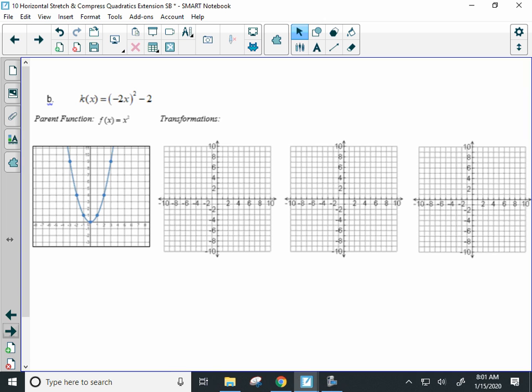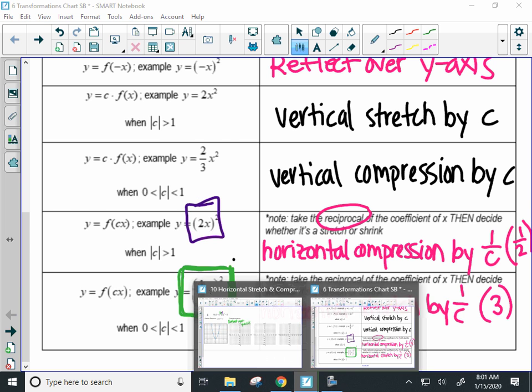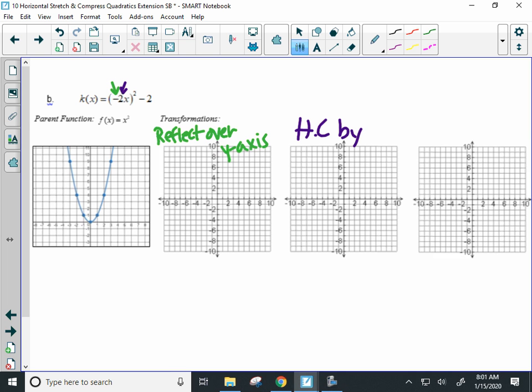All right, let's try the second one. In B, what do we have? We have -2 in the parentheses, x² -2. So the first thing I notice is a negative in front of everything. Well, I'm sorry, it's not in front of everything, it's inside the parentheses. So that means we're going to reflect over the y-axis. Now, I have a 2 next inside the parentheses. And that 2 is a number greater than 1, which means that it's a horizontal compression by the reciprocal of that value. So we're going to have a horizontal compression by 1/2, a reciprocal of 2. And finally, the -2 on the end means you go down 2.